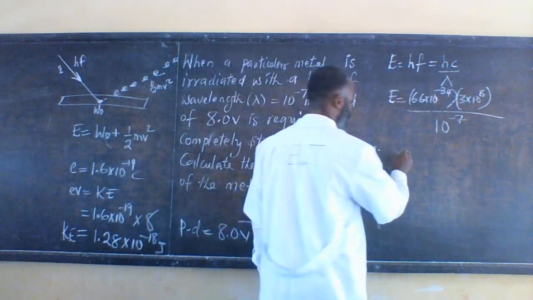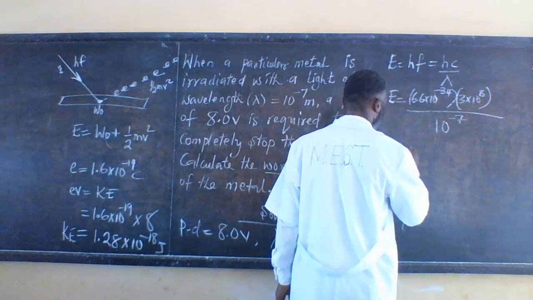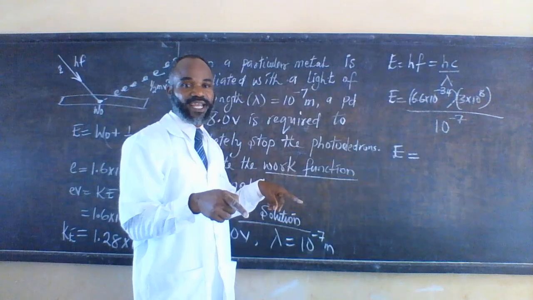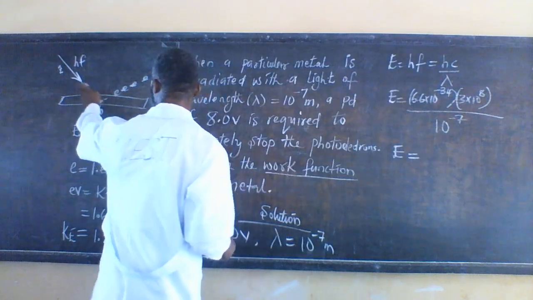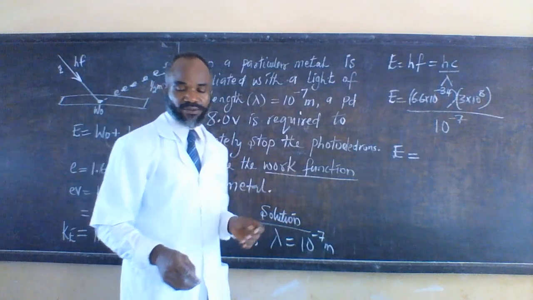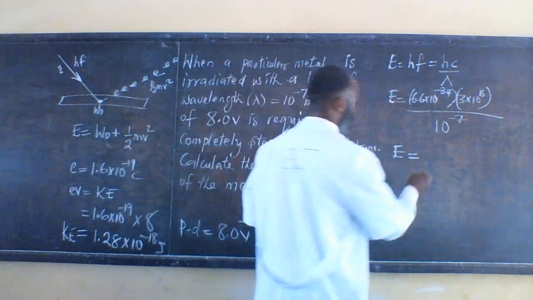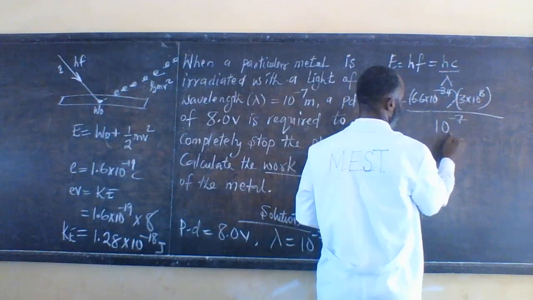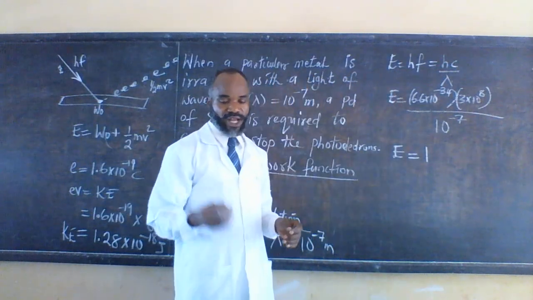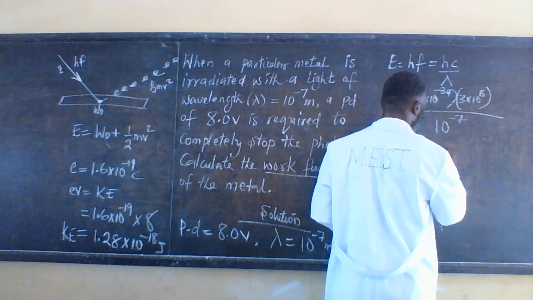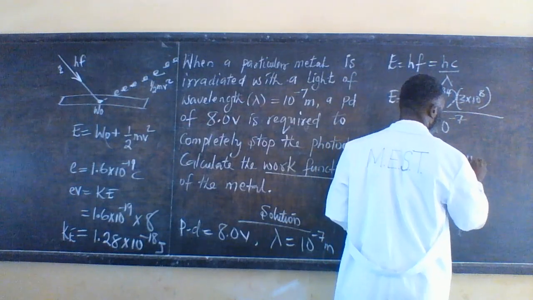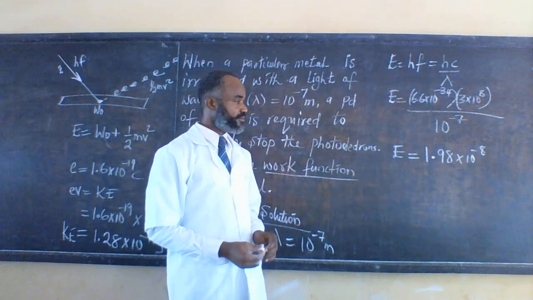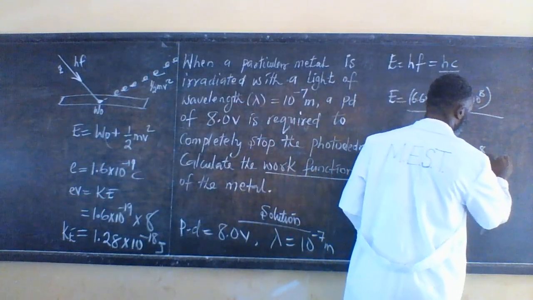So finally, what do we have? The energy of the photon incident on the surface of the metal plate is what we are looking for now. By the time we evaluate this, take note of the powers and evaluate appropriately. We have 1.98 times 10 raised to the power minus 8, and energy is measured in joules.